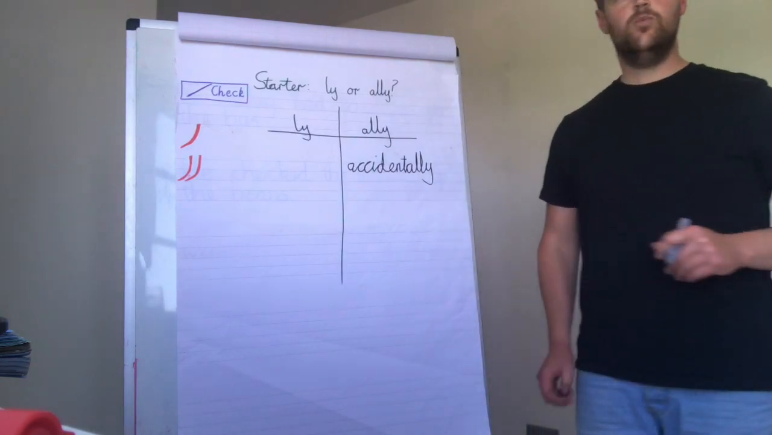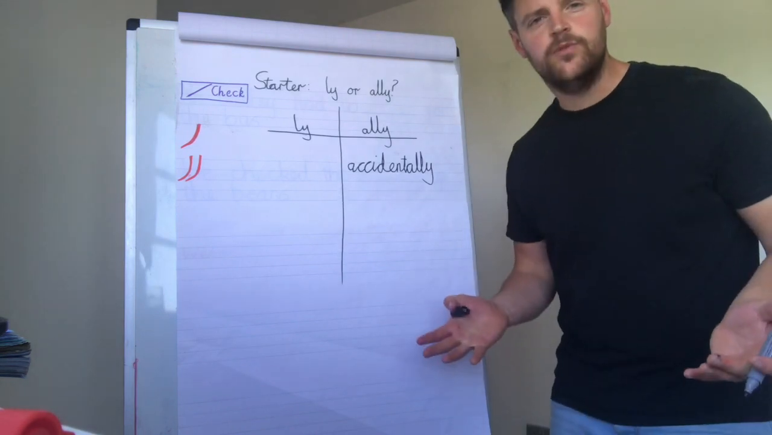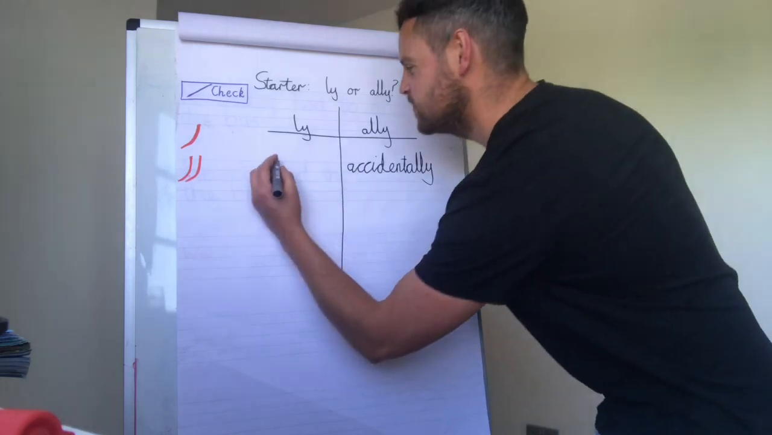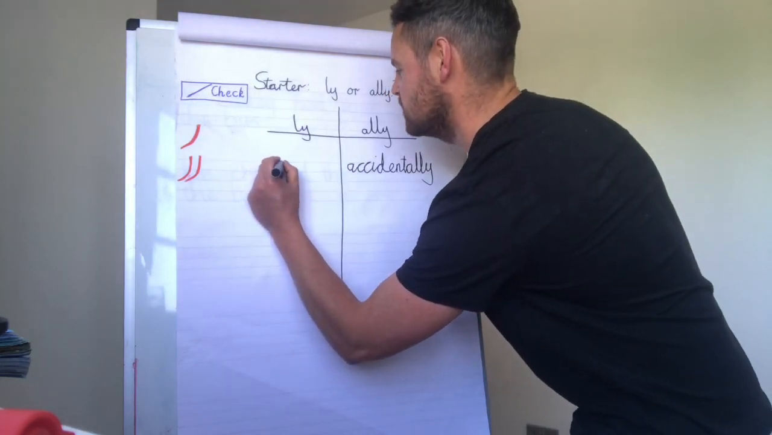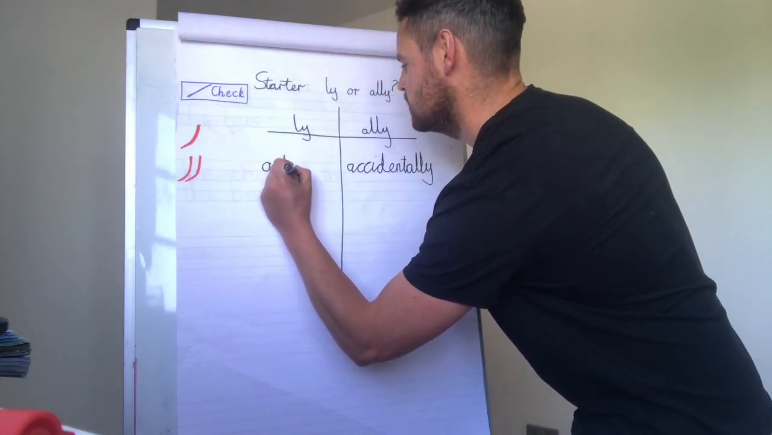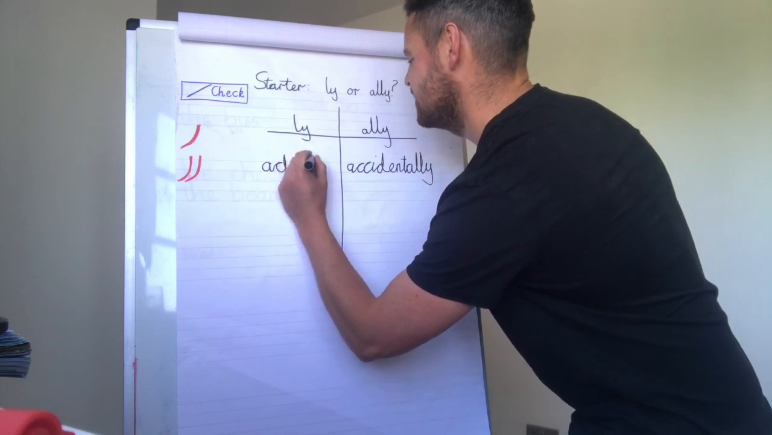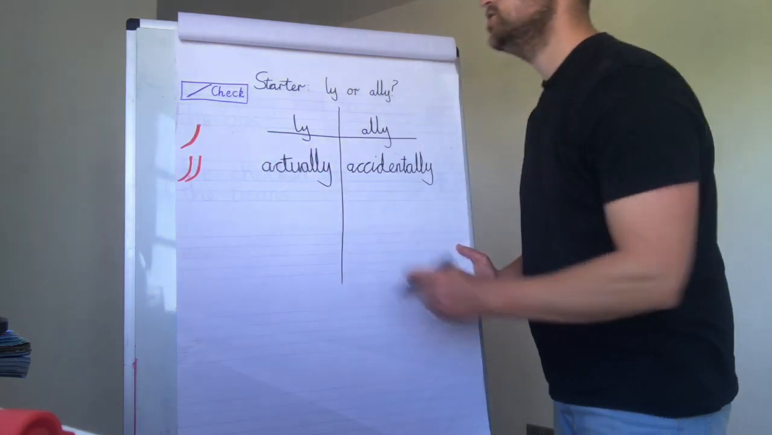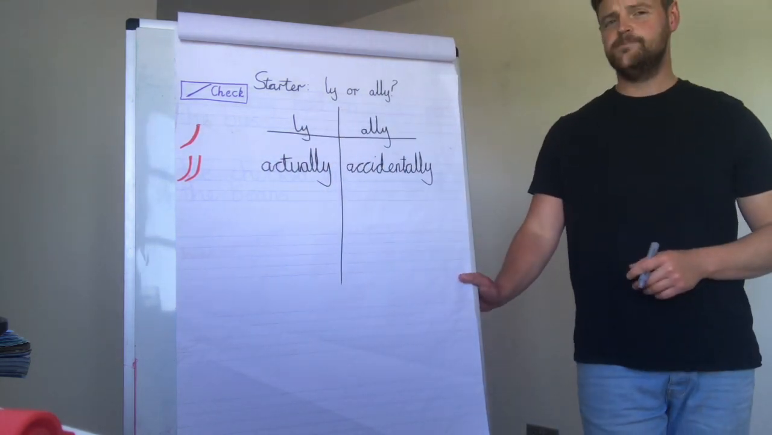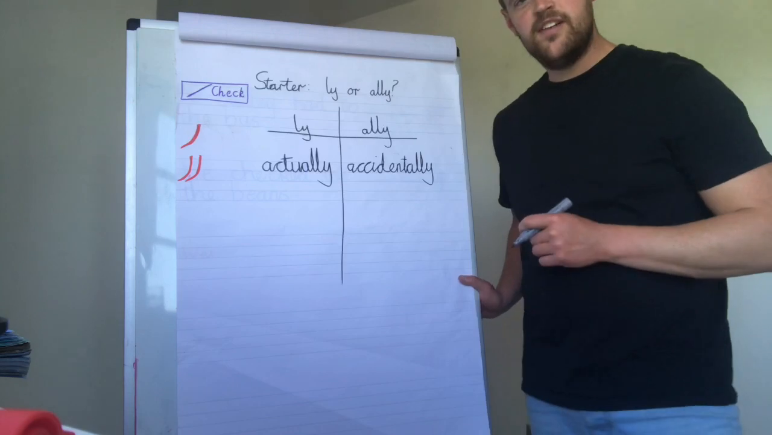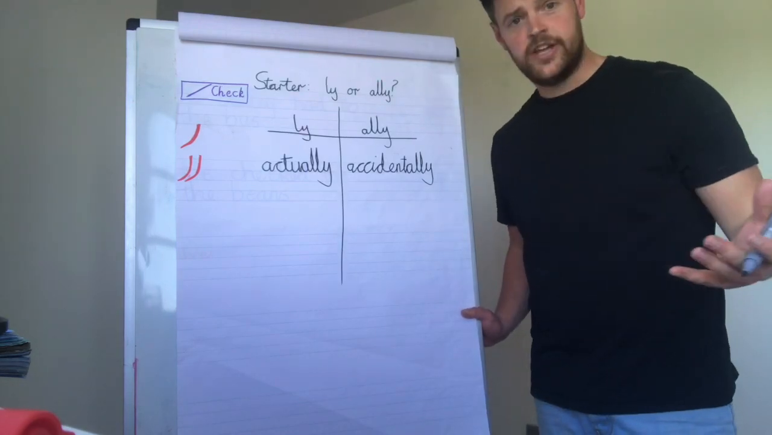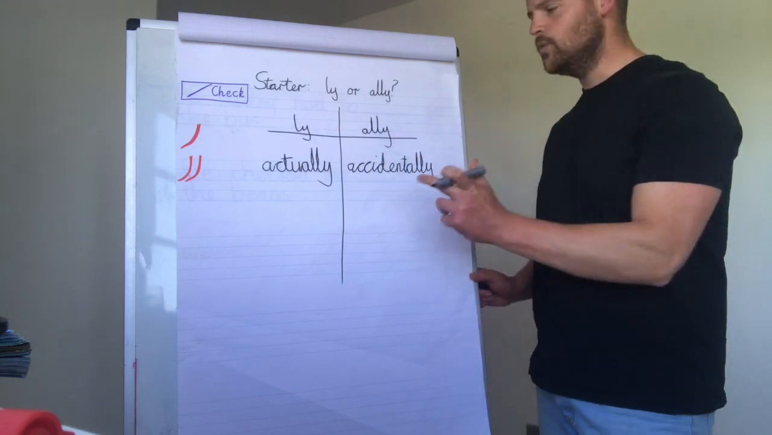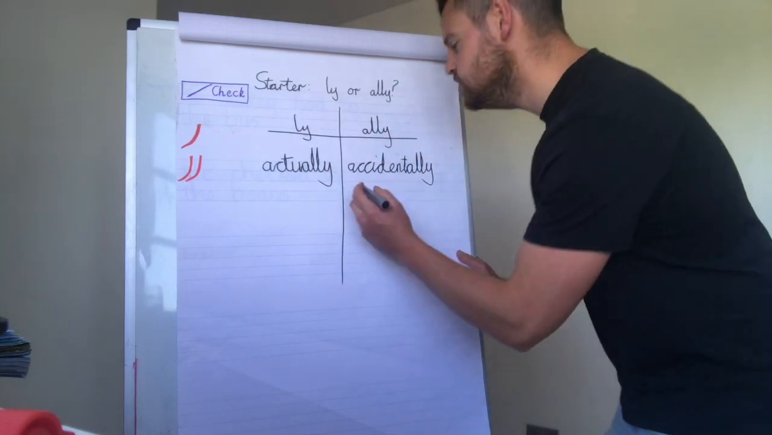Okay, our second one was actual. In this column. Okay, so we've added on the ly on that occasion. Taking us on to our final word for now is occasion. Where should that go? Ly or ally? Well done if you went for this column, occasionally.